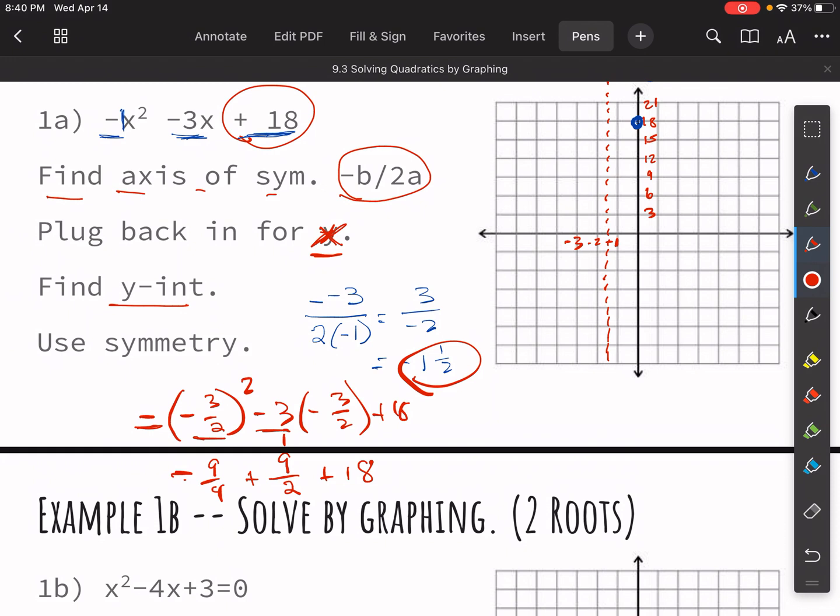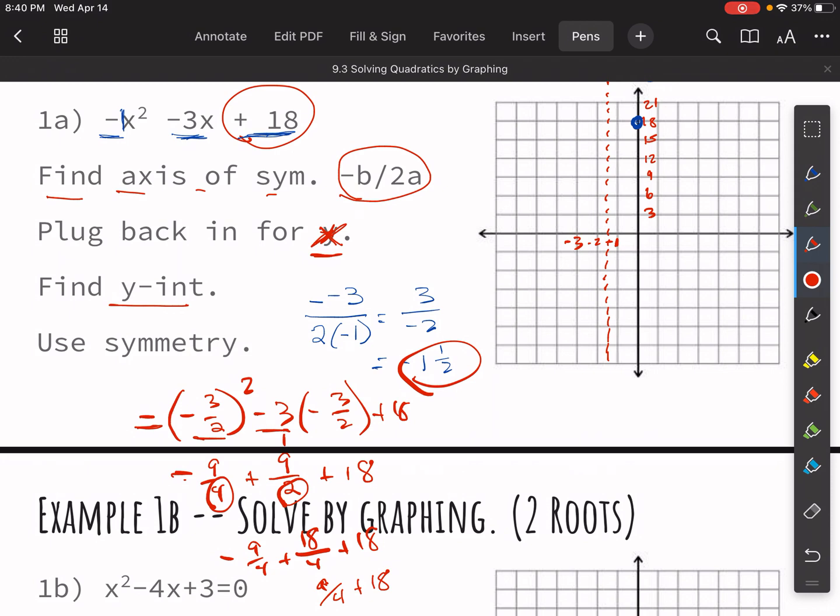All right, so now I have to make a common denominator. If this is 4, I want this to be 4. So this is negative 9/4 plus, if this turns to a 4, I would have to multiply both numerator and denominator by 2. So this becomes 18 over 4. Negative 9 plus 18 is actually just positive 9, so I have 9/4 plus 18.